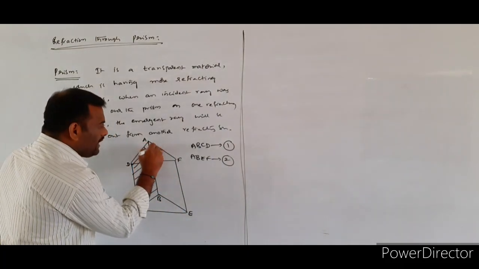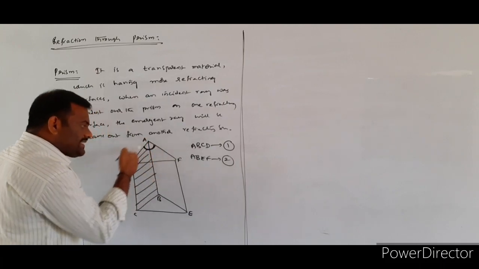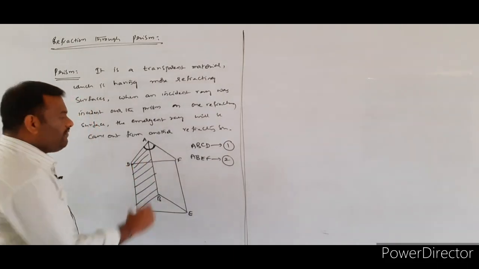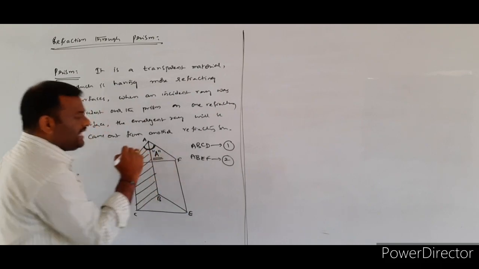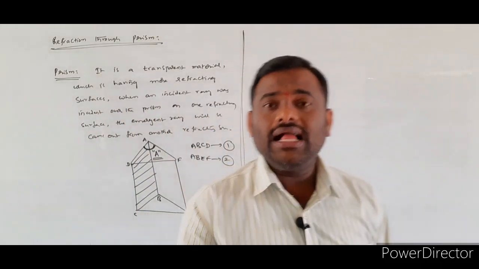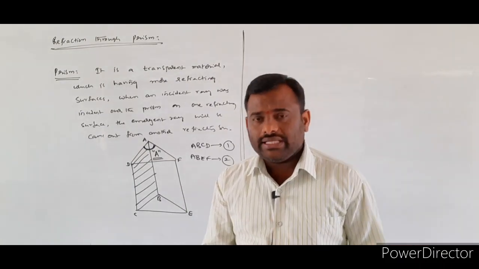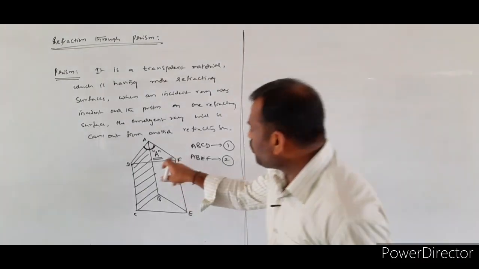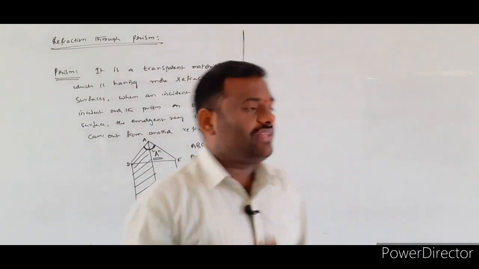Now ABCD is one plane refracting surface, and ABEF is the other plane refracting surface. The angle between the first plane refracting surface and the second plane refracting surface is called the angle of the prism. Very important. How can we define the angle of the prism? It is the angle between the two plane refracting surfaces.